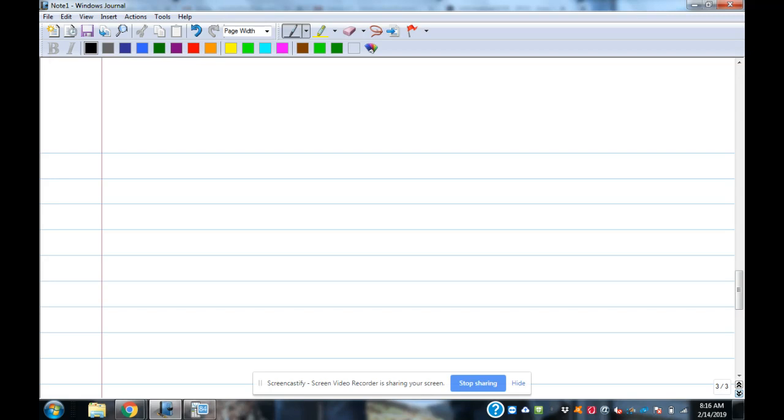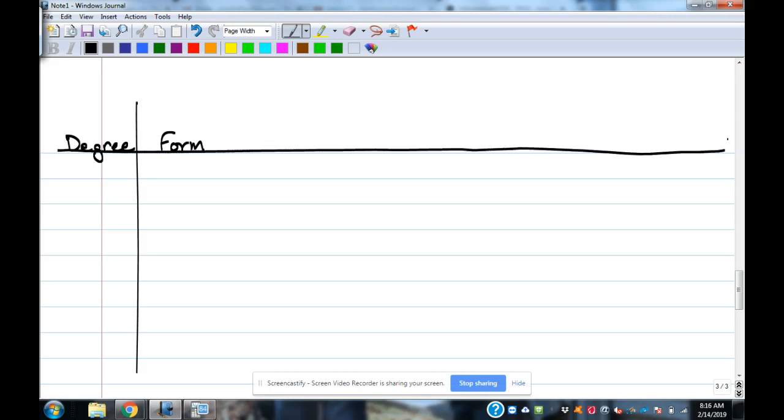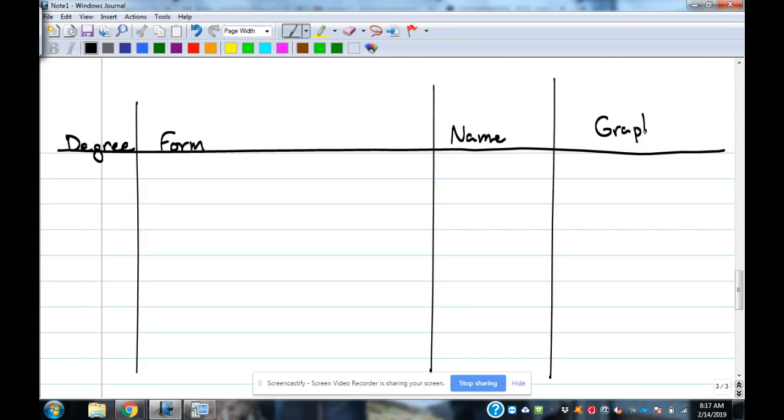All right, now let's make ourselves a little chart here, talking about different polynomials, kind of generic ones, and what they're called and what they look like based on that information. So we're going to look at the degree as our first column. And then we're going to look at what the form of the equation is. And we'll name that polynomial, and what the graph looks like. Just a small sketch of the graph there in the right-hand column.